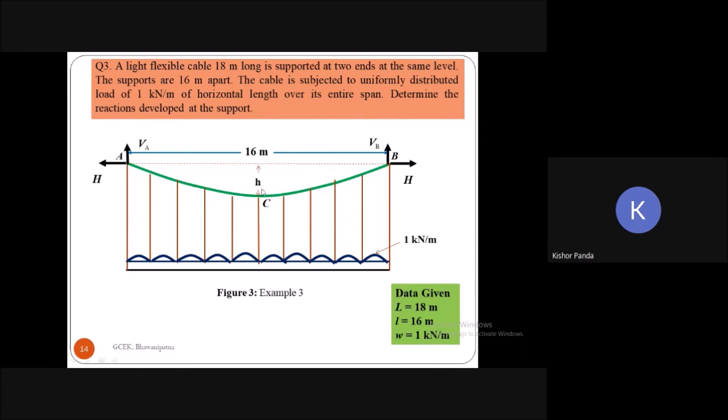And here you don't know the central dip, that you have to find out. And the load is given 1 kilonewton per meter. So here you have to find out the central dip. Then you can find out what are the reactions developed at the support.